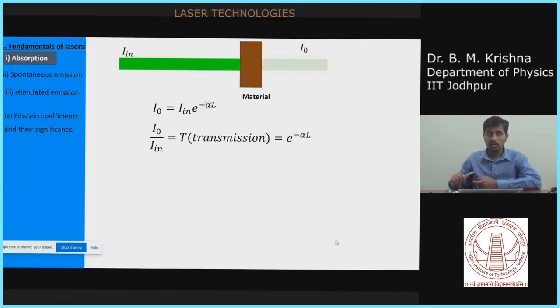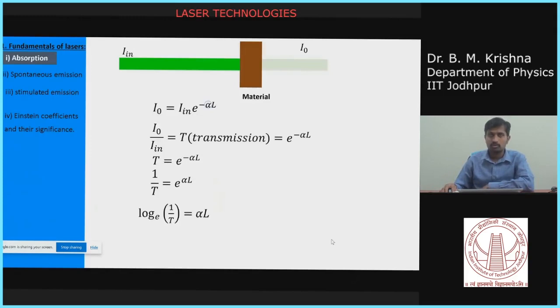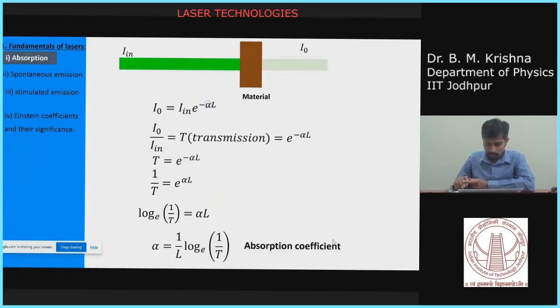From this equation, you can calculate the transmission. The transmission is nothing but output intensity divided by input intensity, that is e power minus alpha L. From this, you can calculate alpha. If you take the logarithm on both sides, you will get log of 1 over T equals alpha L. So alpha equals 1 over L times log of 1 over T. This is called the absorption coefficient.